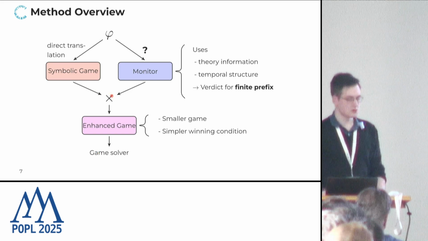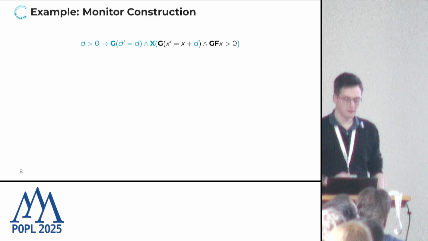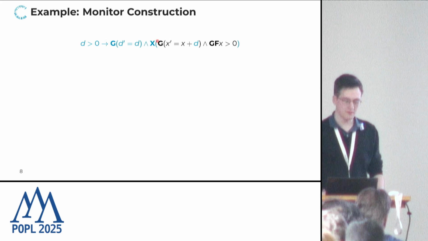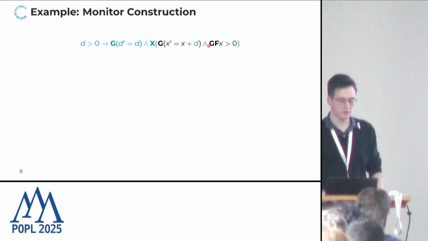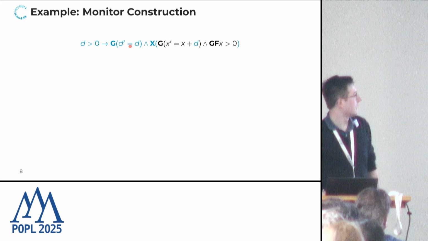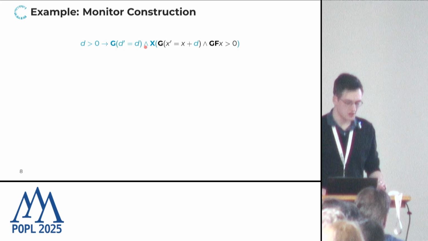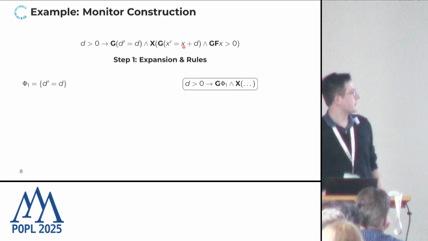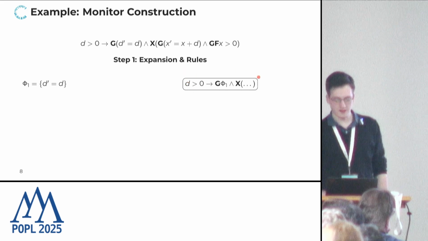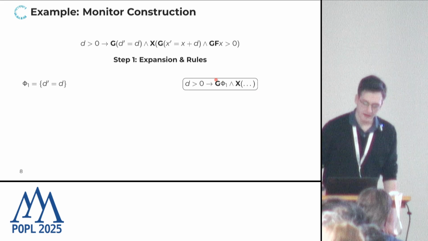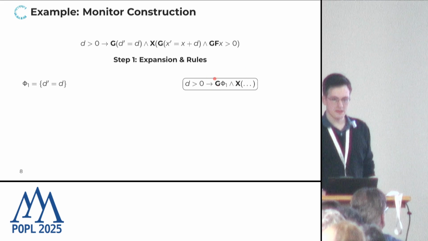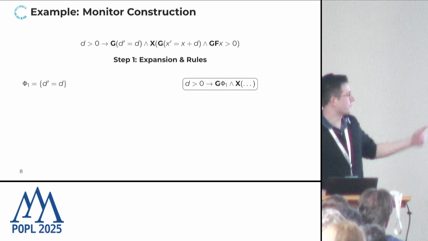Now, how do we construct this monitor? Let's go back to an example. This is a variation of our previous example. Instead of adding 1, we add d, and this d should initially be greater than 0, and from this point on, it should not change. We do this by doing some expansion and applying some rules. We start with the initial state of our monitor being this formula, and what's important to note is that we have these phi sets, which track things that always hold.